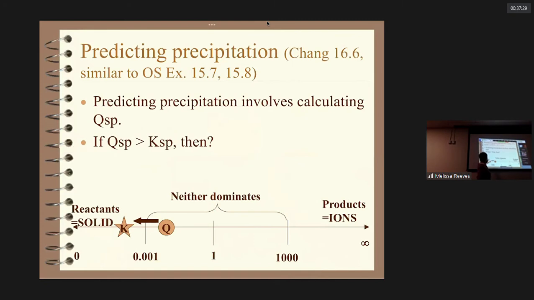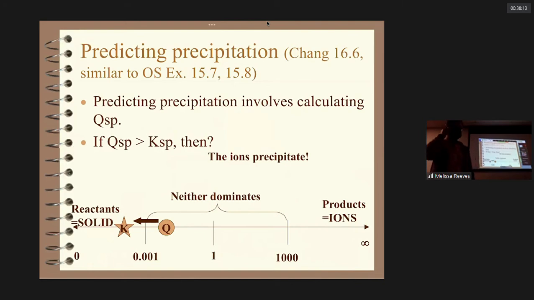The hard thing to remember is, okay, reactants are always the solid in solubility problems. The products are always ions. So if your Q is bigger than K, then you're going to go towards reactants, which means you're going to make solid. So that's what says precipitation. Q is bigger than K, and so you're going to head back towards reactants. When Q is bigger than K, you go this way, and reactants are always the solid. So that means that the ions precipitate.